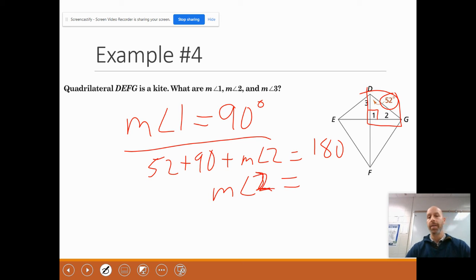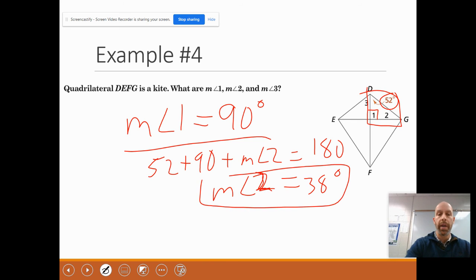That's a 2, sorry. I'm going to use my calculator here just to make sure I don't make any careless mistakes. So I'm going to do 180 minus 90 minus 52, and I get an answer here of 38. So the measure of angle 2 is 38 degrees.